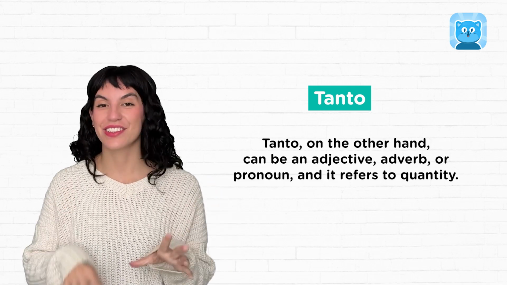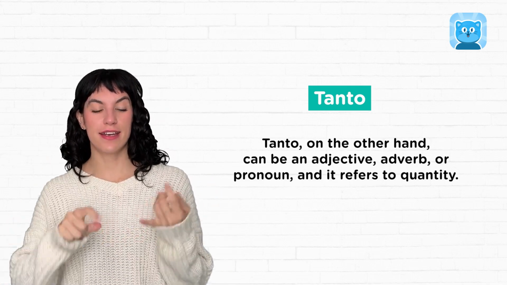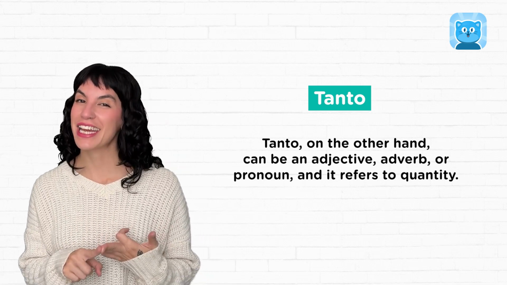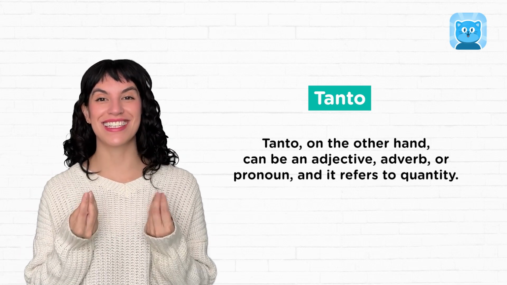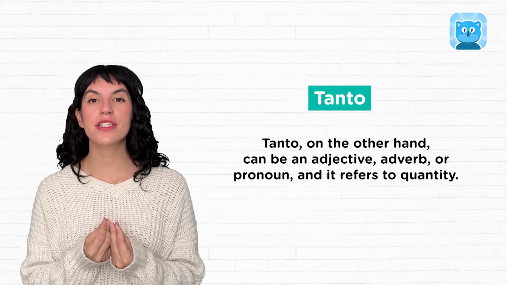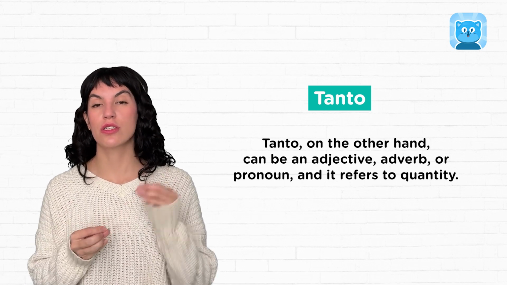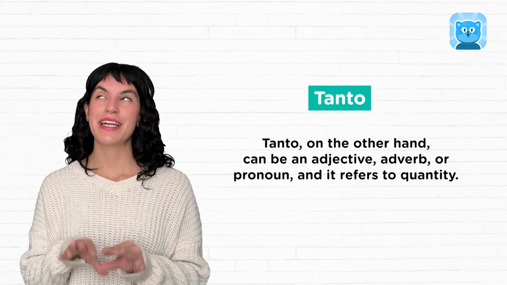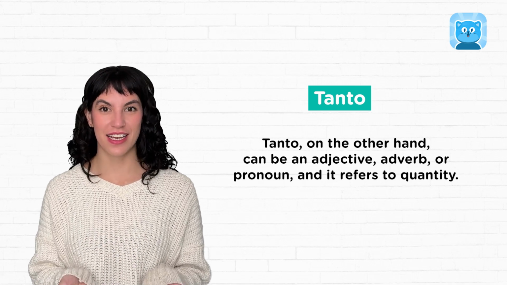Okay, now let's talk about tanto. Tanto, on the other hand, can be an adjective, an adverb, or a pronoun, and it refers to quantity. It often translates to so much, so many, or as much, or as many in English, depending, of course, on the context. Let's see some examples.